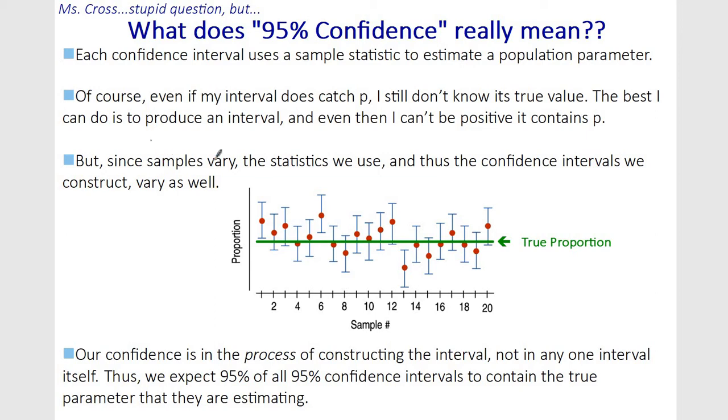Now samples vary, so the statistics we use, and so the confidence interval, will be different from sample to sample. But they should roughly have some overlap. Look at these little box and whisker plots, or roughly whatever they look like. These are all your different samples. The green line is the actual true proportion. Each of those constructs a confidence interval, and you see how most of them are covering that green line, but some of them aren't. Very few.